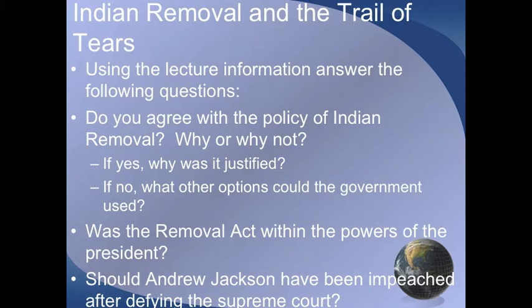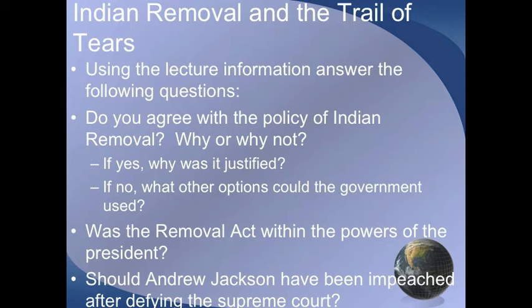Use the lecture information to answer the following three questions. First off, do you agree with the policy of Indian removal? Why or why not? If yes, explain why it was justified, and if no, what other options could the government have used?